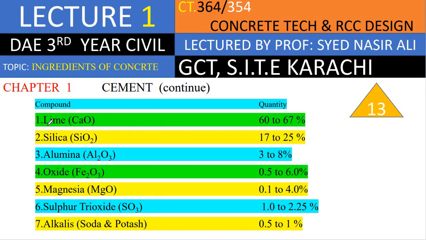Number one, the lime, which is the biggest part of the cement. Its chemical formula is CaO. The quantity varies from 60 to 67% in the cement. Number two, the silica, SiO2. The quantity varies from 17 to 25%. The third element is alumina, chemical formula Al2O3, and its quantity varies from 3 to 8%.